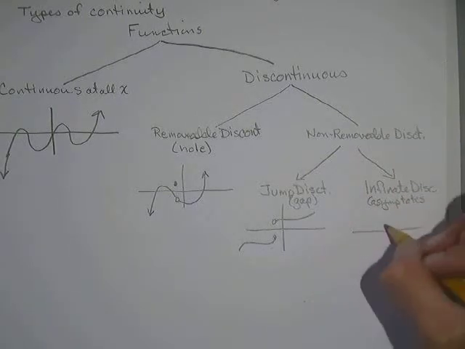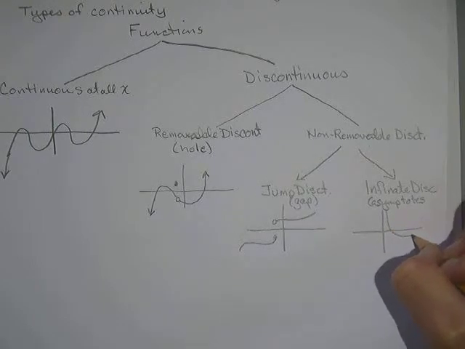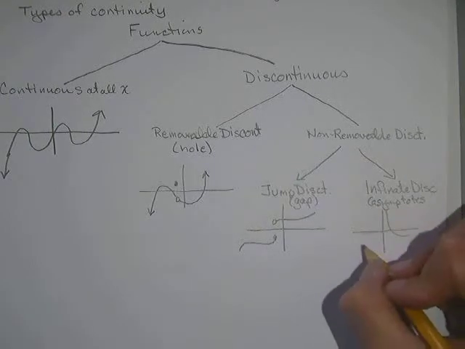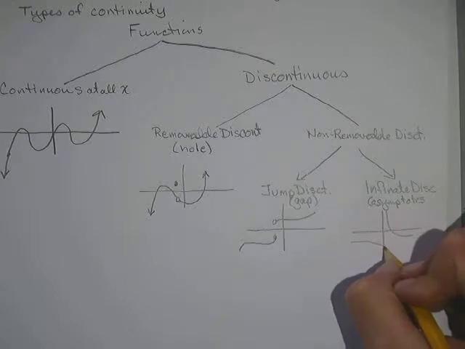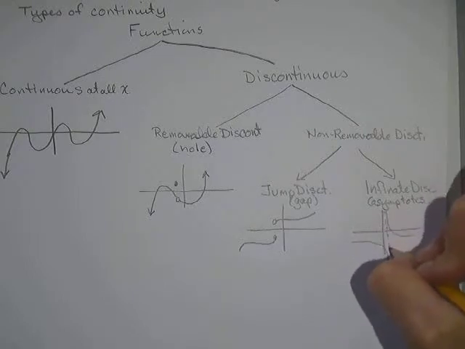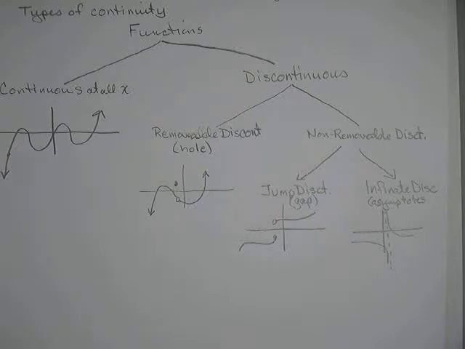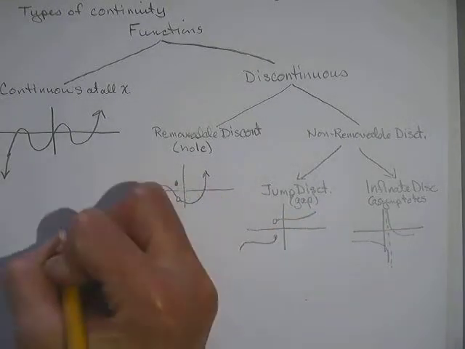Infinite discontinuities are when you have asymptotes. That'll be something like you have a graph that kind of comes like this, and then maybe you have another one that comes in like that, and you've got this asymptote here. They're called non-removable because you can't put just one value in there to make it continuous. At this one, you can just put one value in, close it up, and it works.